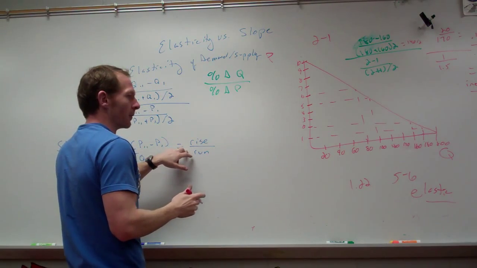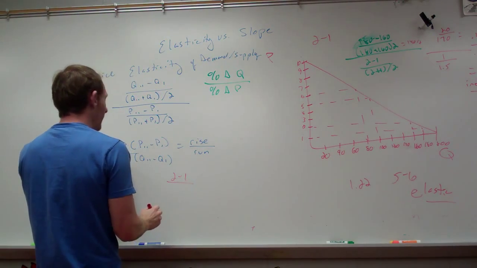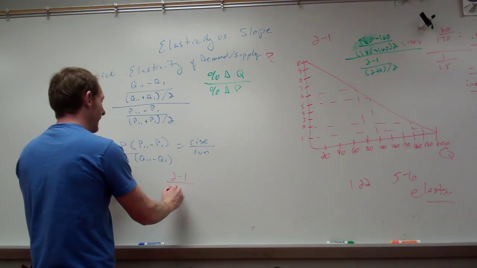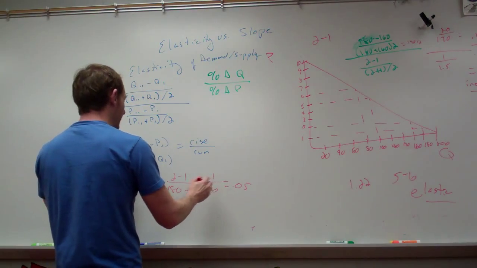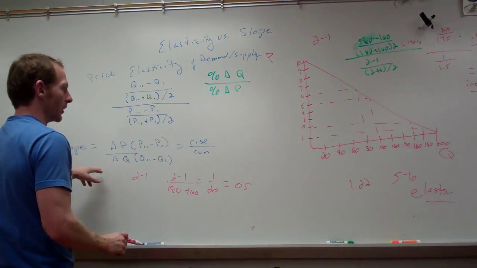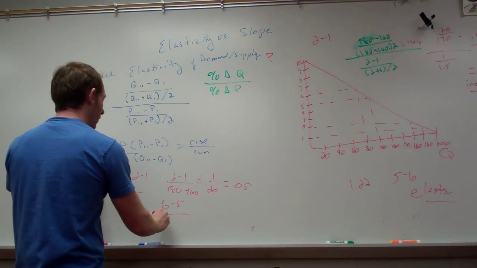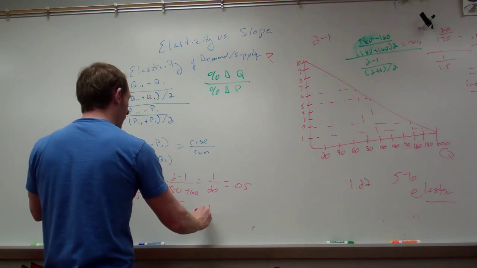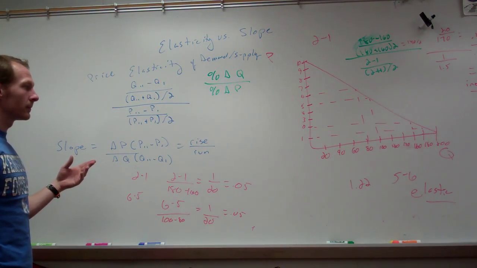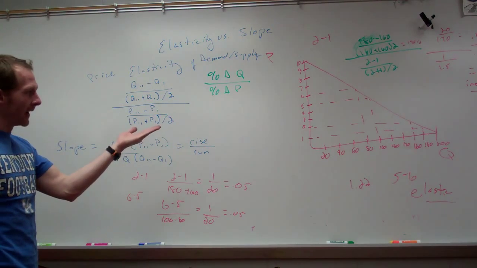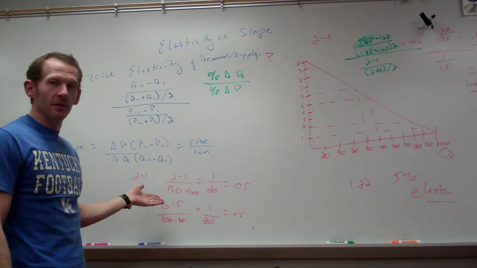So rise over run. For $1, the change in price is 2 minus 1 all over the change in quantity, 180 minus 160, and that's 1 over 20, which equals 0.05. All right, and that's between 2 and 1. Well, let's look at it between 5 and 6. You have 6 minus 5 all over 100 minus 80, and that equals 1 over 20, which equals 0.05. So what we see is the slope is constant on this graph, but the elasticity can still change, right? And we've proven that using this analysis.